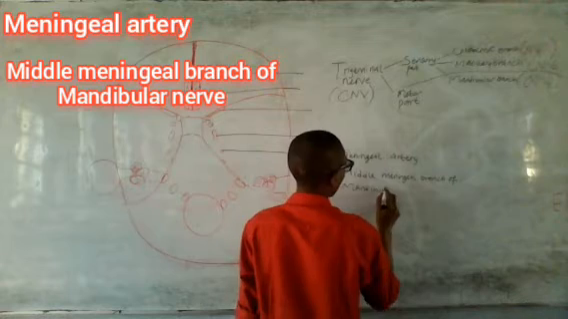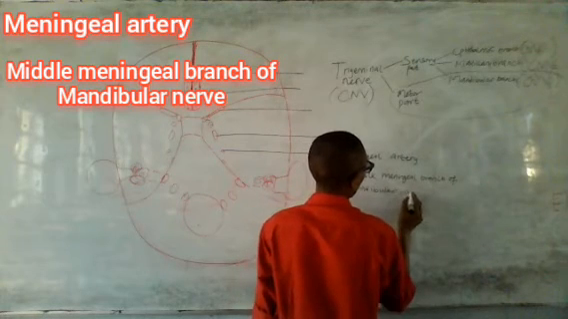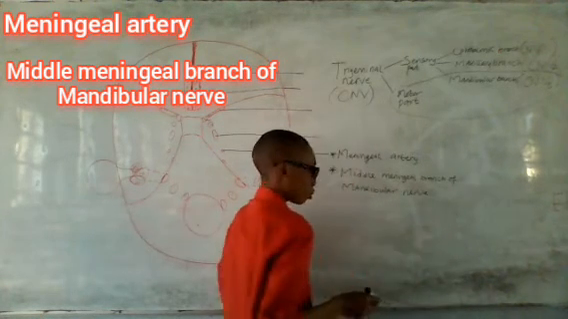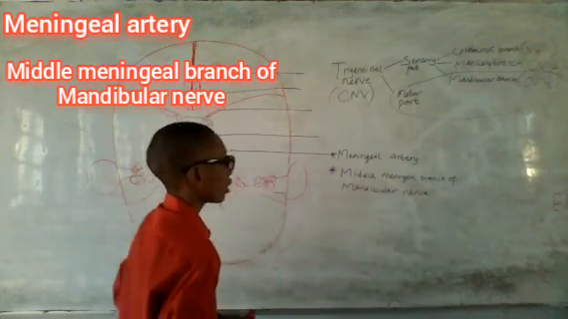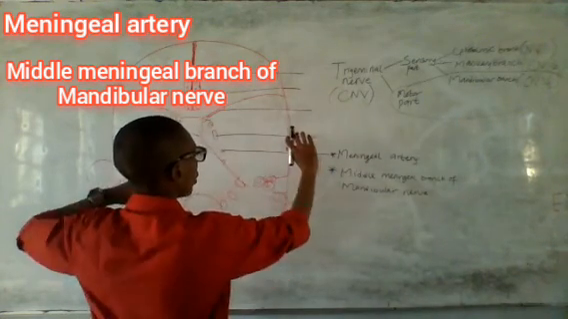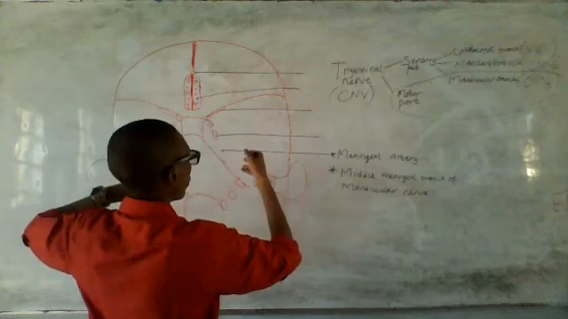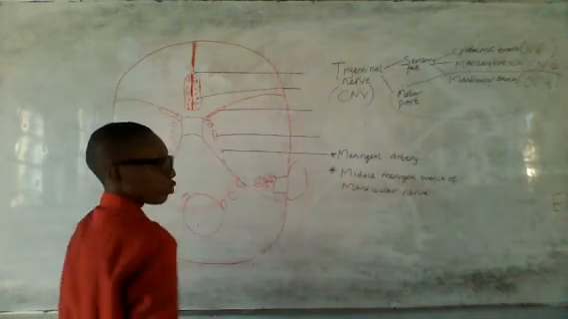Mandibular nerve divides into other branches, and one of them is the middle meningeal branch. And that middle meningeal branch, after dividing from the mandibular nerve, is going to pass through this foramen spinosum.